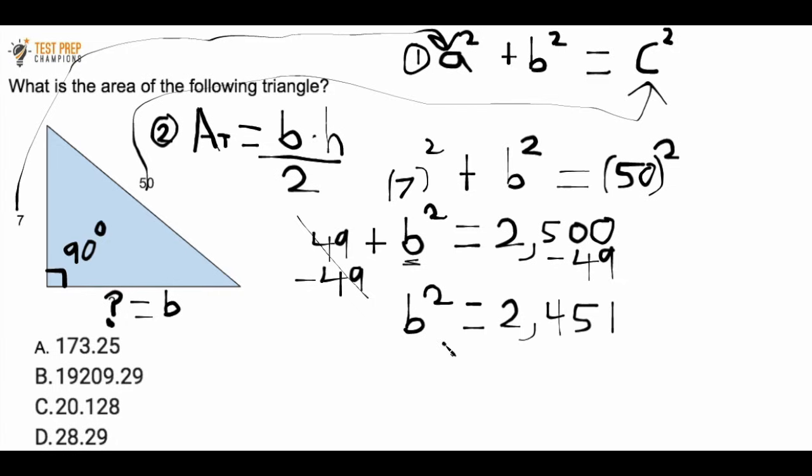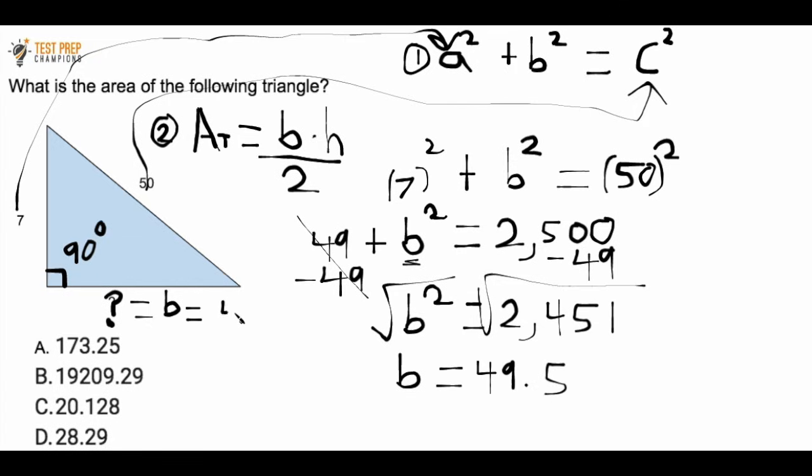So now we figured out what b squared is. B squared equals 2,451. So what I want to do is take the square root of both sides of our equation here. So the square root of b squared just gives me b. The square root of 2,451 is 49.5. So we now know that the missing side of our triangle is equal to 49.5.